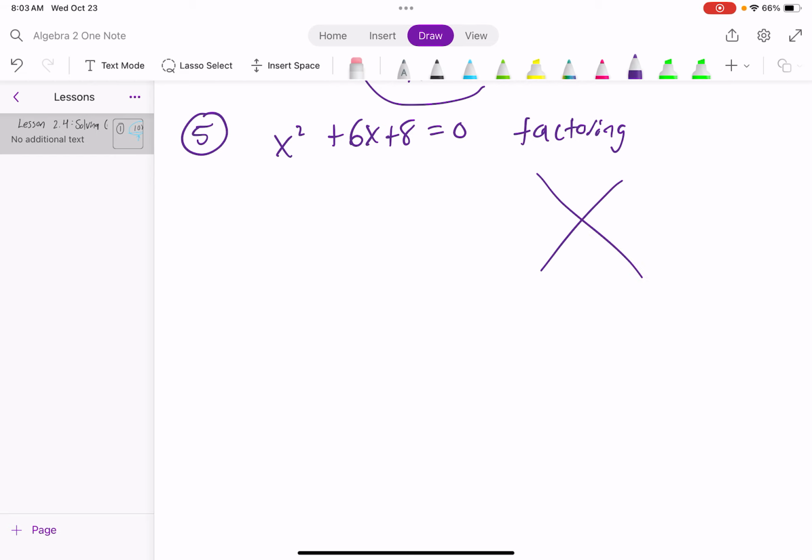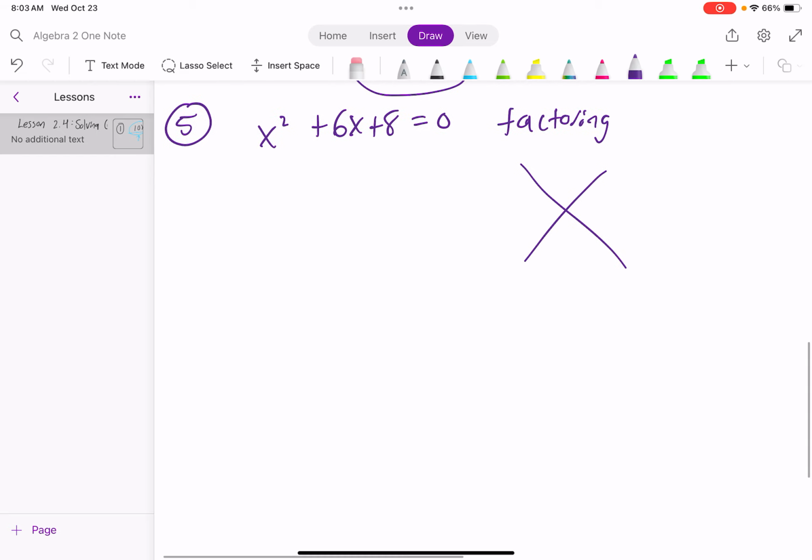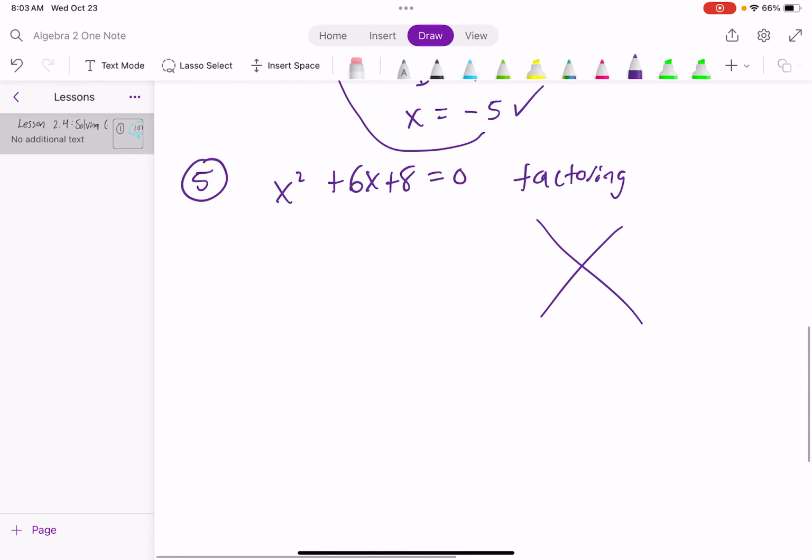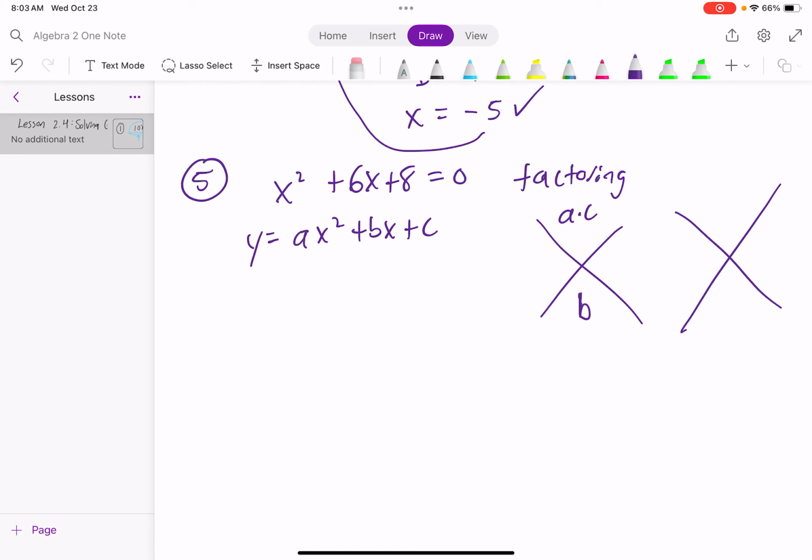Well, if you remember our x method, you multiply your a and c values. This is in standard form, ax squared plus bx plus c. Up here, you're going to have your ac value, a times c. Down here, you're going to have your b value. Your a is 1, because 1 times x squared is x squared.